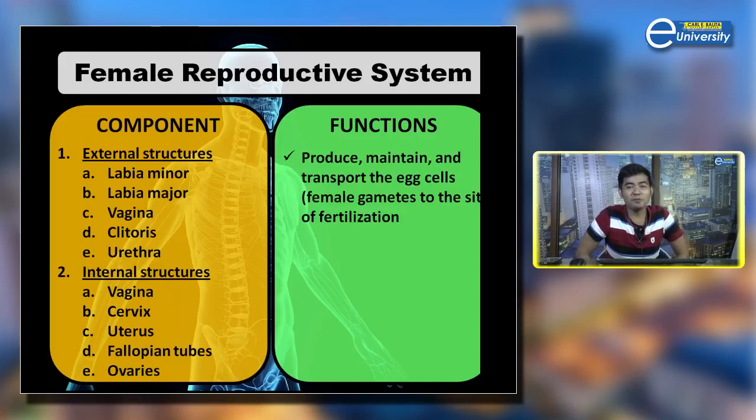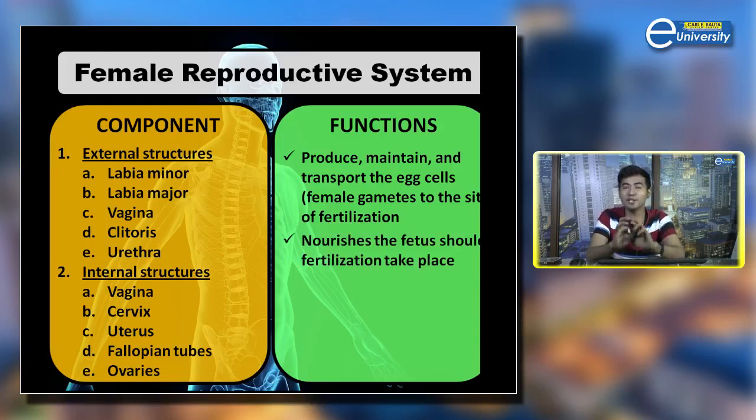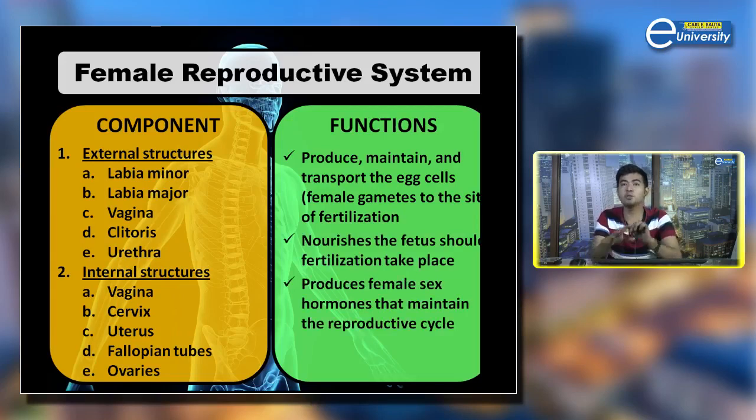So what are the functions of the female reproductive system? The function is to maintain and transport the egg cell, or the female gametes, to the site of fertilization. It nourishes the fetus should fertilization take place. And it also produces female sex cells and hormones that maintain the reproductive cycle.